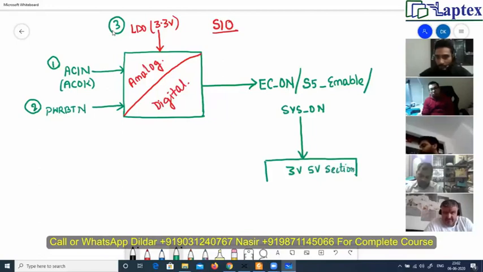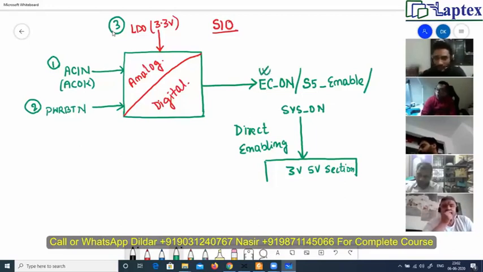Okay. This is called direct enabling. IO is directly enabling the 3 volt, 5 volt section. So this is the basic requirement of the IO to generate EC on.